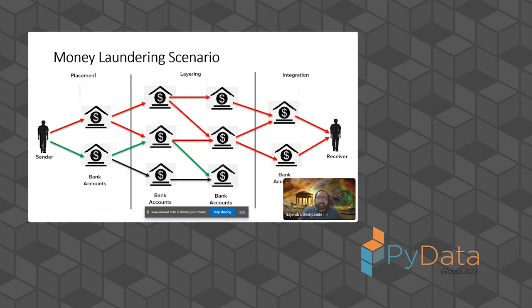So this slide shows how money laundering happens. This is basically concentrating on structuring or smurfing. There are 3 layers: one is placement, second is layering, and third is integration.